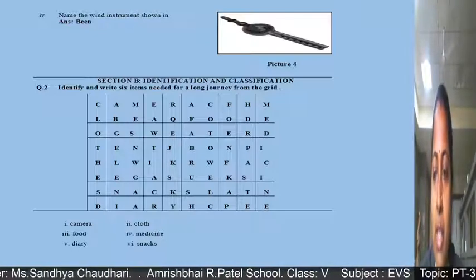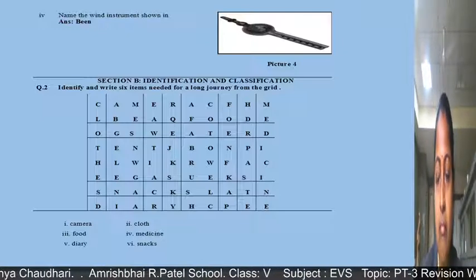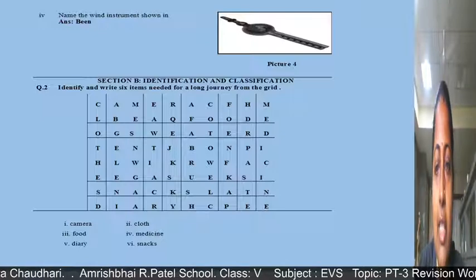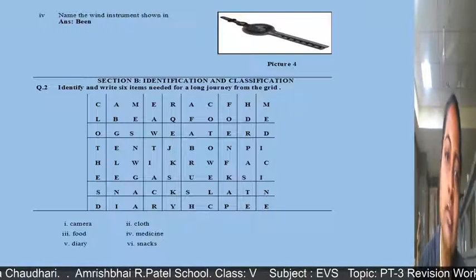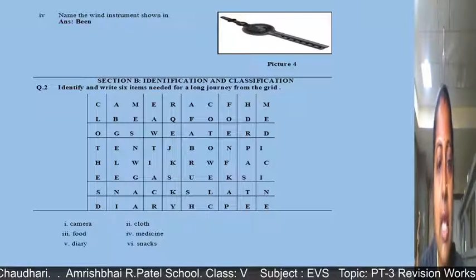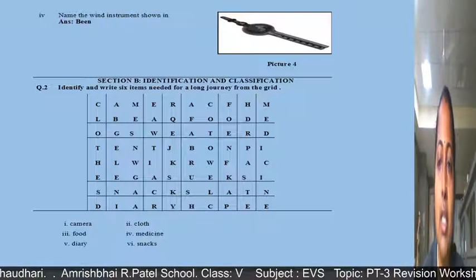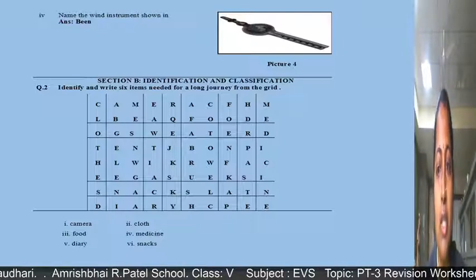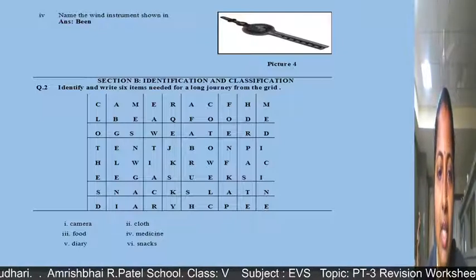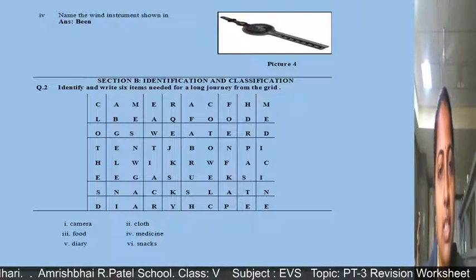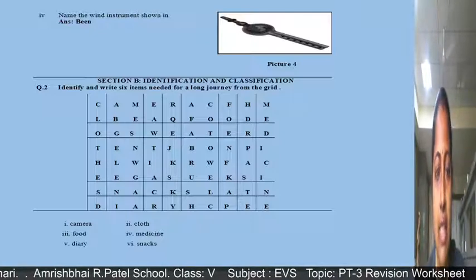Now section B, identification and classification is there. So one grid, you can see it in the picture or in the slide. From that grid you have to find out the answer, and below that you have to write the answer. Don't encircle it, and don't copy that grid in your answer paper, only write answers below that. So you have to find out answers from that grid only, that's why it is given.